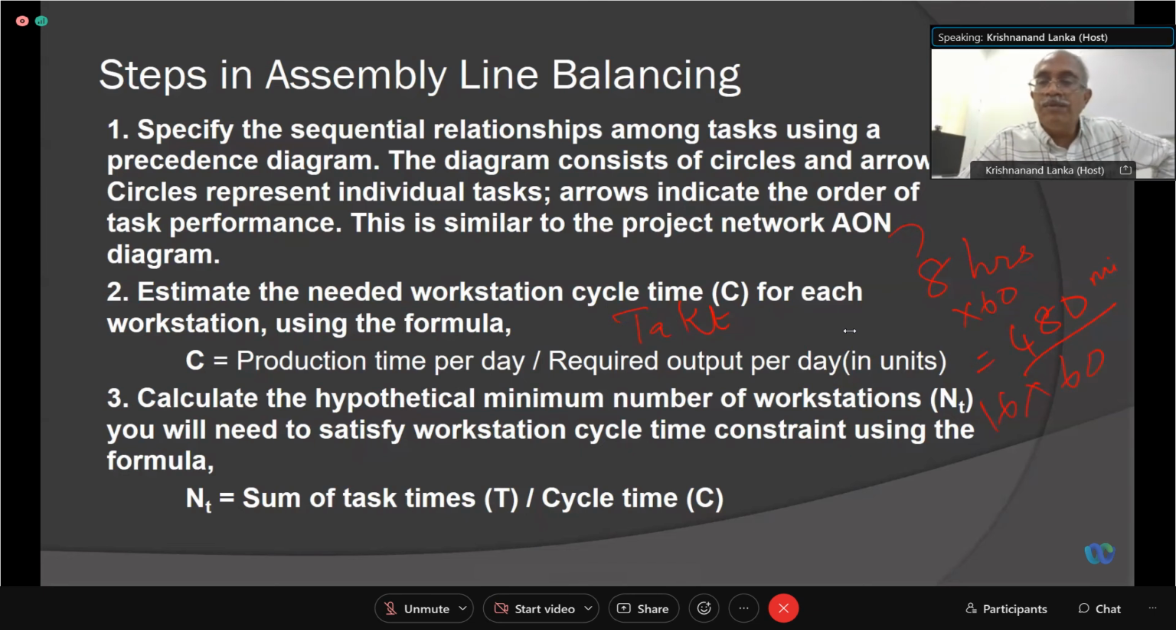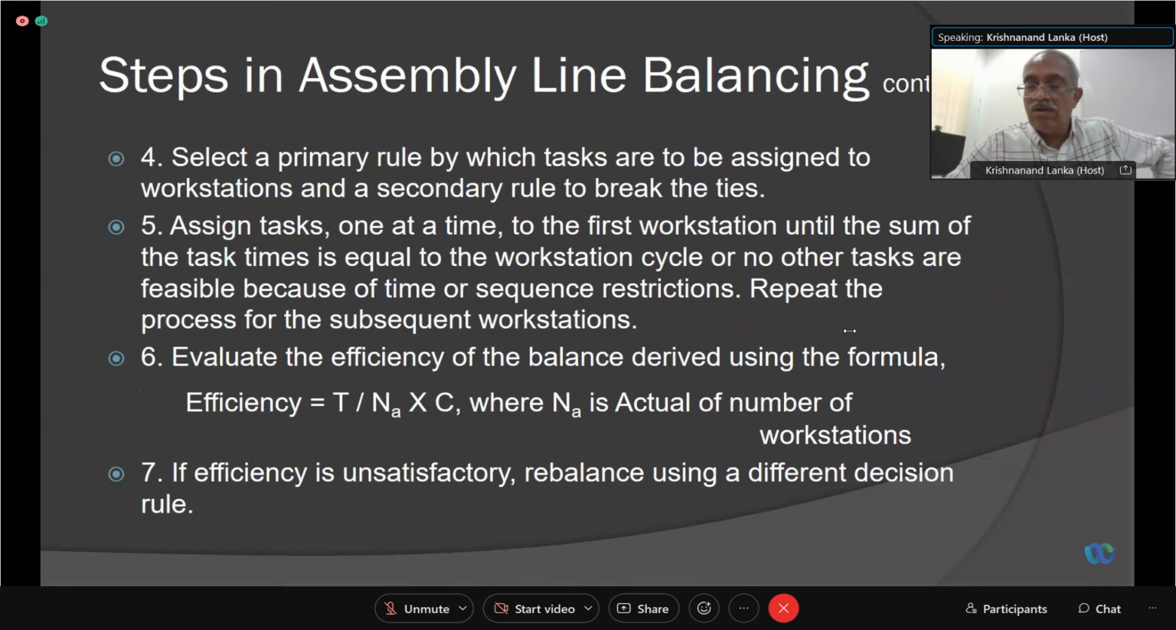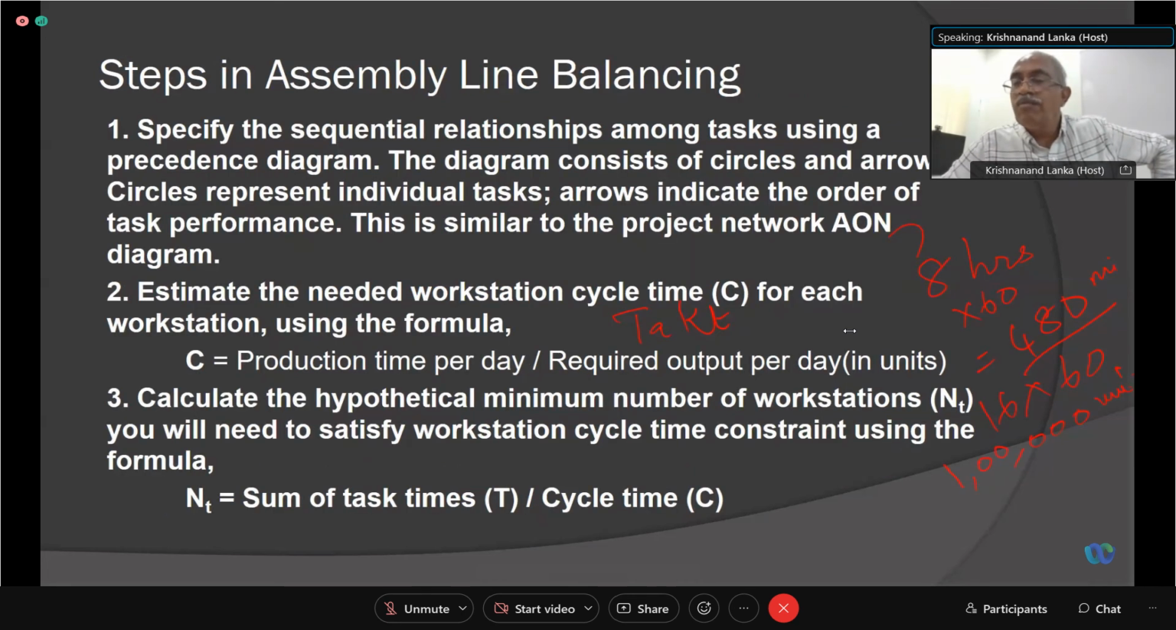And then the required output per day in units. Suppose Kia Motors has set up a plant in Anantapur. They say we want to produce 1 lakh units per year.